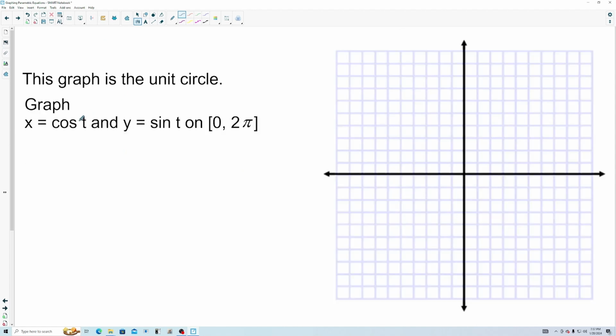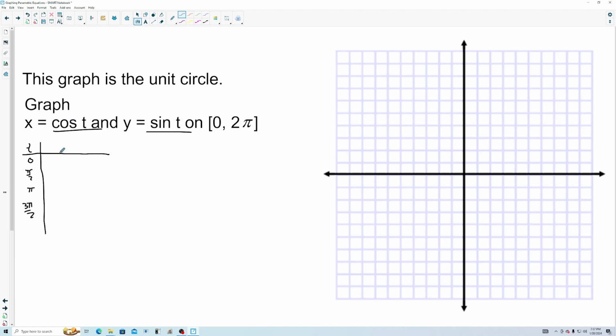This graph ends up being the unit circle. Since we have trig, we have x as cosine t and y as sine t. That's exactly what the unit circle is. We have our t values. How about we go 0, pi over 2, pi, and 3 pi over 2.